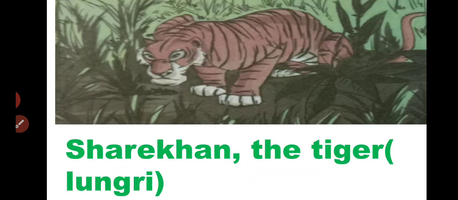Next one, Sher Khan, the tiger. This tiger is also called Lungri. Lungri means the lame one. It has a lame foot. Lame foot means it couldn't walk in a straight way. It has some problem in its leg. So it is called Lungri by its own mother.